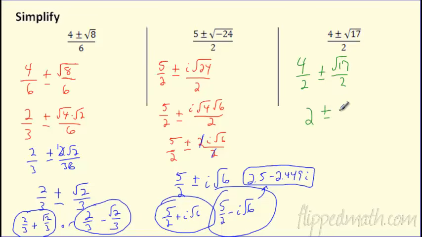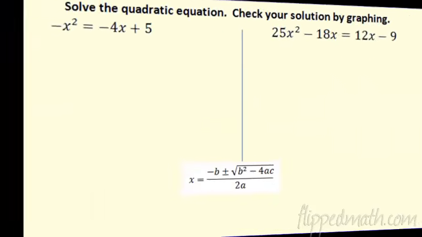This is 2 plus or minus radical 17 over 2. So that's it. Sometimes there's not a lot going on here, but that's cool. We're okay. We're good to go. Fantastic. Moving on.